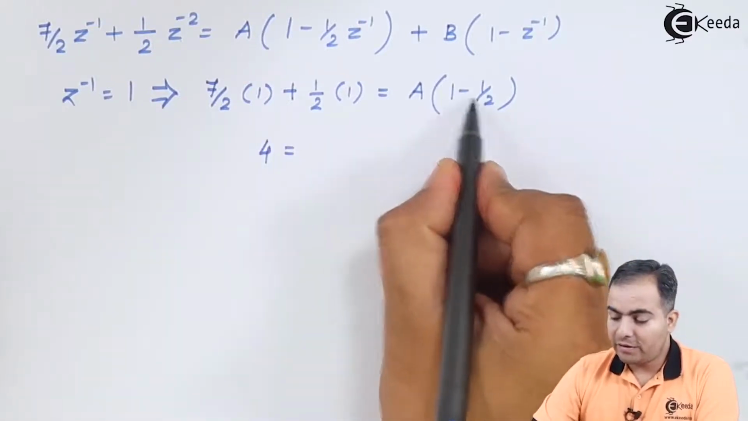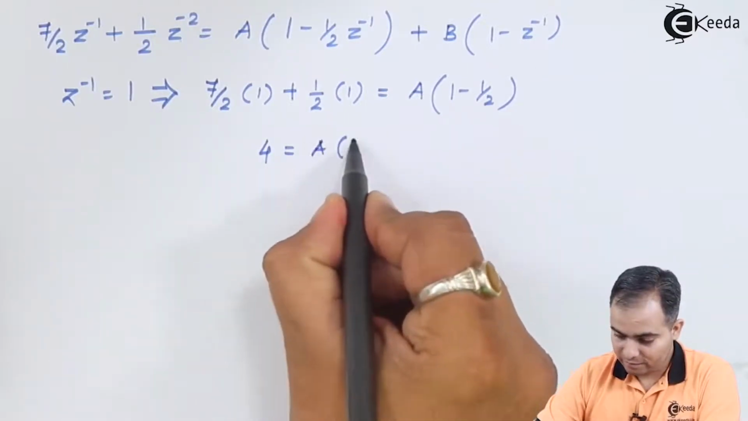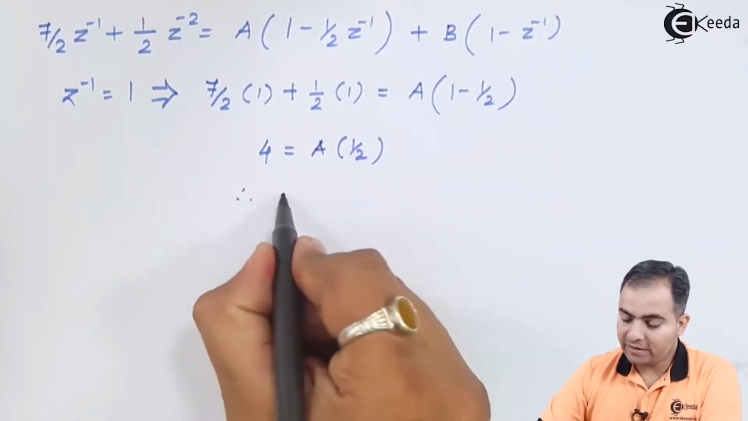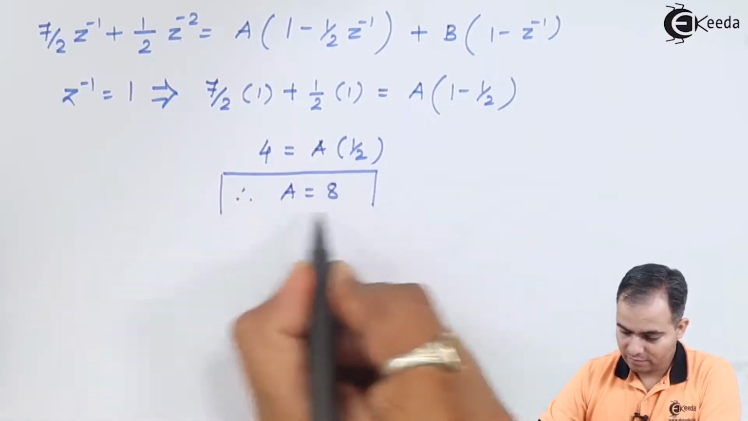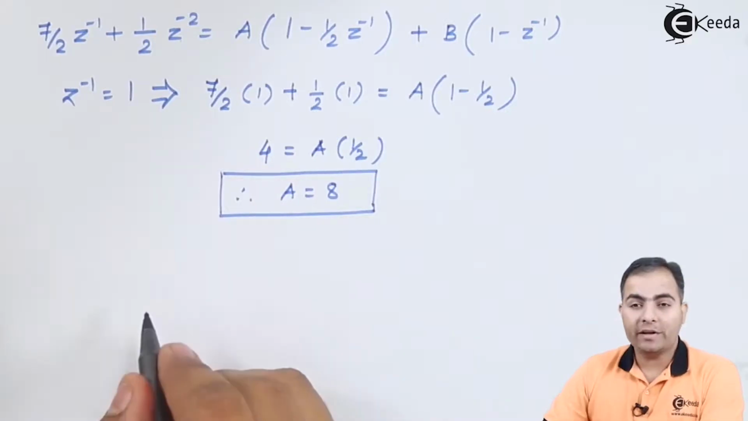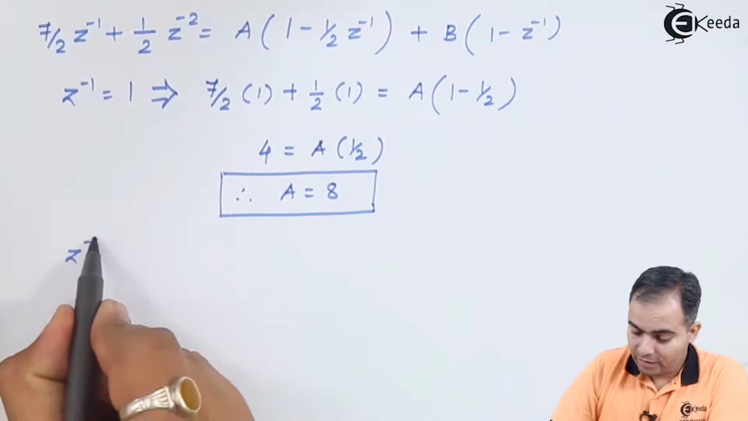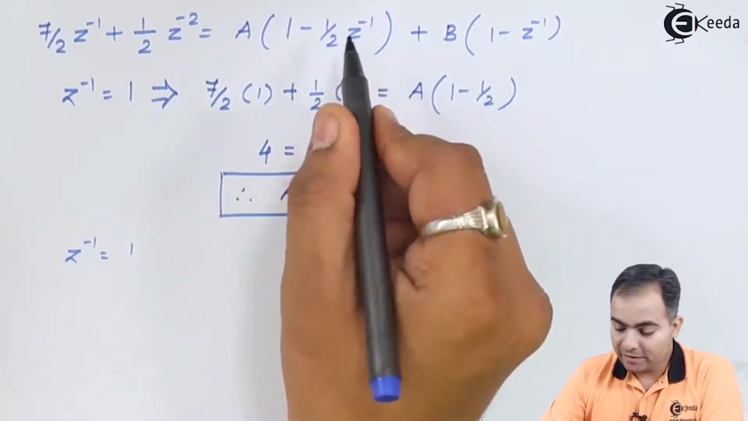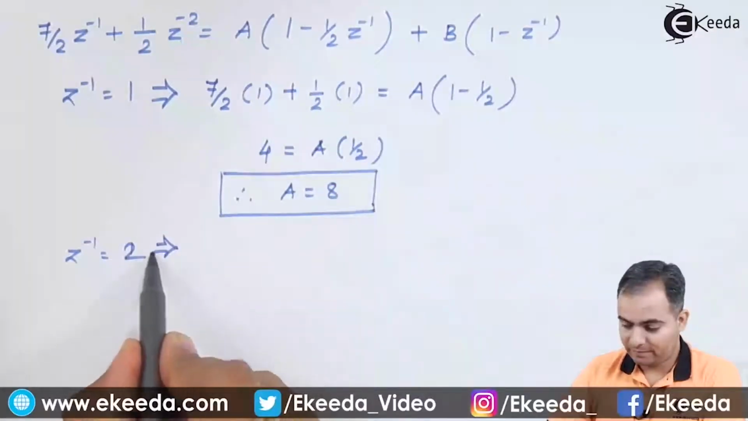Now here, the 1 minus half is a half. And if I multiply both the sides by 2, then my A answer is 8. Now similarly we will find out B value. But for that I'll substitute the Z inverse equal to 2.